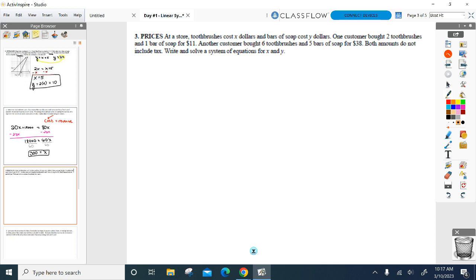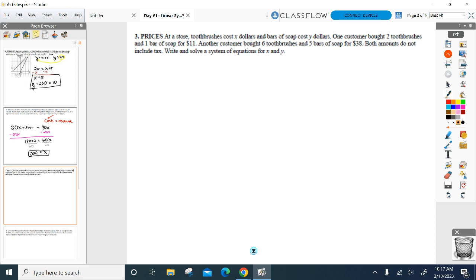Just so everyone knows, sometimes we can make up our own variables, but they're telling us here X is going to be your toothbrushes and Y is going to be how much soap costs. So you go in, you buy 2 toothbrushes and a bar of soap, it costs you $11. Ooh. Somebody else goes in, for whatever reason, they're going to get 6 toothbrushes and 5 bars of soap. Dirty people. $38. All right, let's solve for X and Y. How much it costs to get a toothbrush and how much for soap.